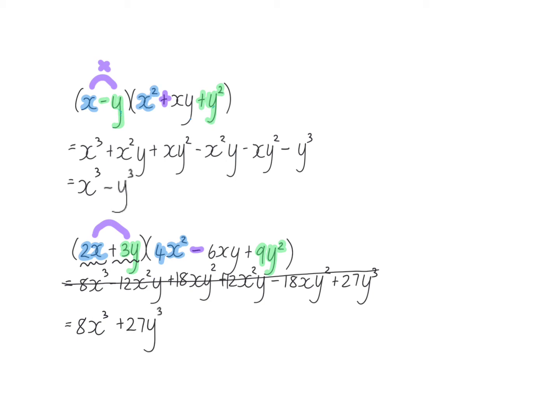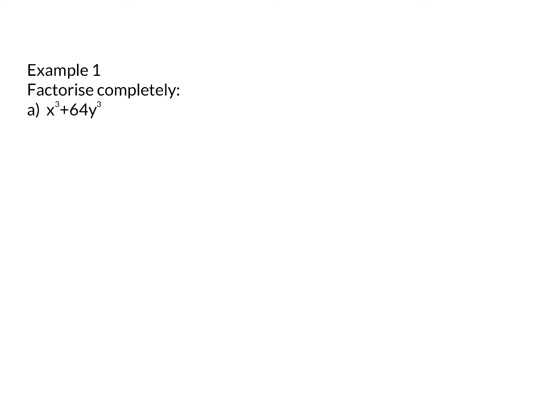Next, let's go and have a look how we will factorize doing this process backwards. Example 1. Factorize completely. Here we have two terms without any common factor, but we do have a cube in each term. When having a cube in each term, we now know that we can factorize into a binomial and a trinomial. And the binomial bracket is simply the cube root of each term, which is x plus 4y.